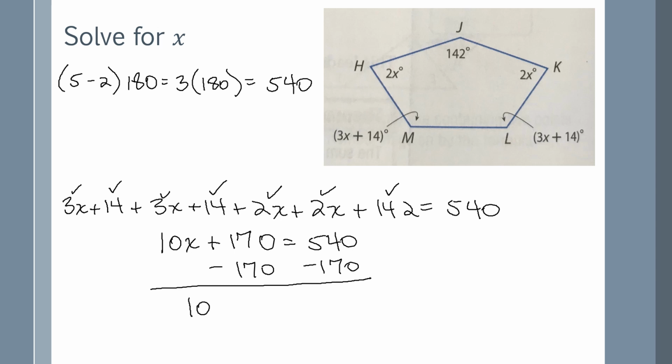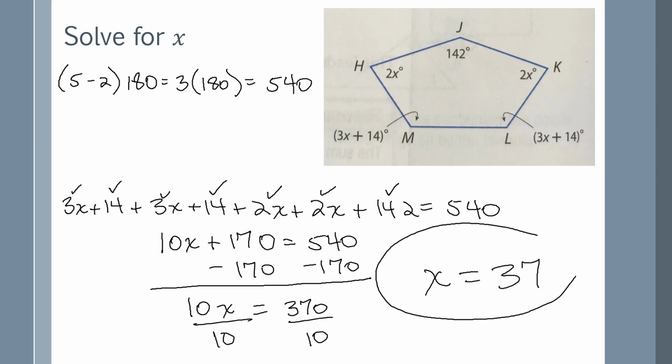And I worked down my columns. 10x, 170 minus 170 is 0. 540 minus 170 is 370. And I'm going to divide each side by 10. And my final answer is that x is equal to 37.